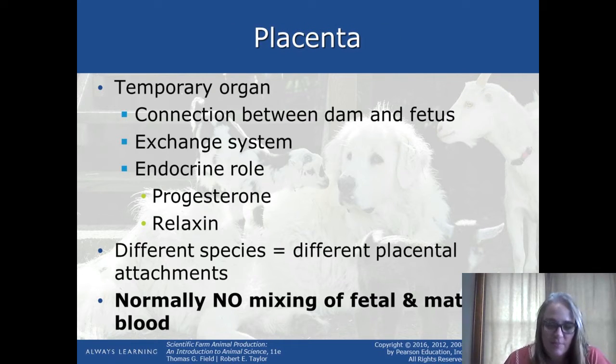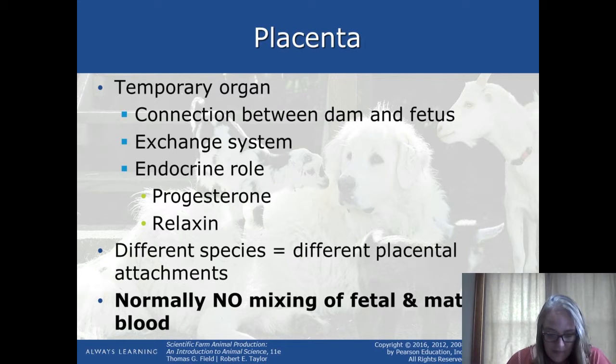Now the placenta is actually a temporary organ. It is the connection between the dam and the fetus, and it's very much so an exchange system. It's how the fetus gets nutrients and blood, and it's also how it gets rid of its waste products. Now, strangely enough, it's how the fetus gets its blood, but there is actually no mixing of fetal and maternal blood, and it can be very dangerous if there is.